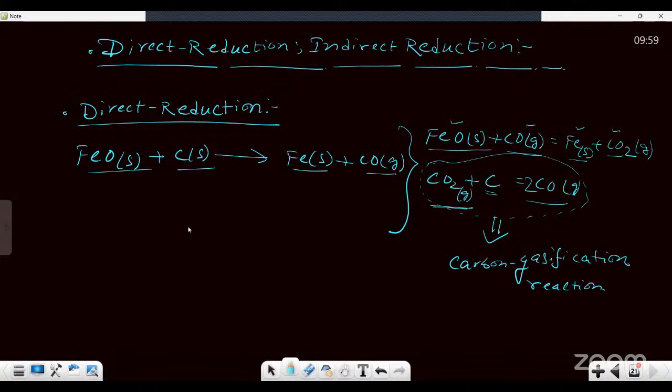Okay, Arnav is asking, can you please explain the factors affecting the blast furnace? Yes, we will discuss the factors affecting the blast furnace. No problem. Sequentially, we will move to that portion. So please watch the entire class, and you will get to know.